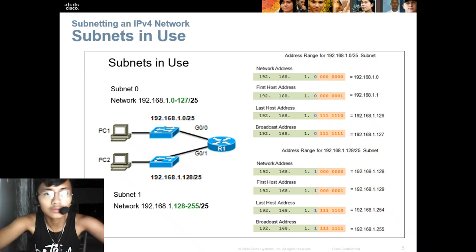Subnet 0, network 192.168.1.0 to 127. So here's the address range for the subnet. For the 192.168.1.0/25 subnet, we have the network address 192.168.1.0. For the first host address, we have 192.168.1.1. You can determine the last value by getting the position value. For the last host address, we have 192.168.1.126. For the broadcast address, we have all ones at the end, so we have 127.